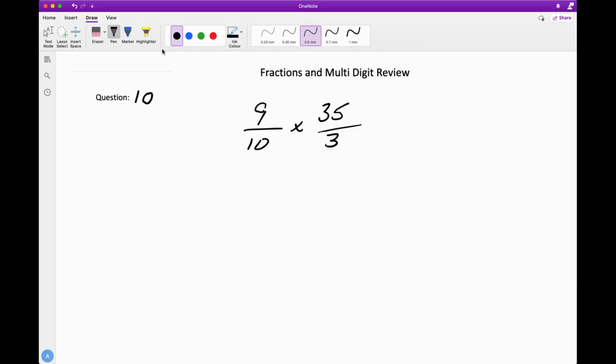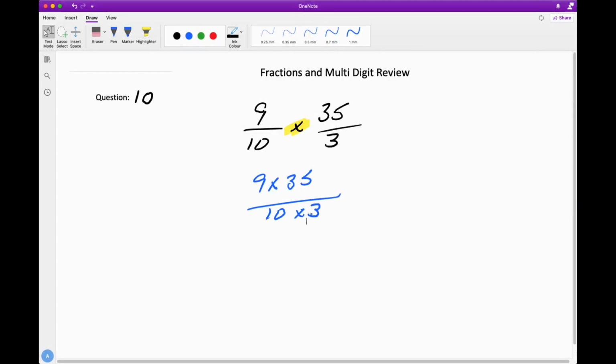Okay, so for this problem, we have 9 over 10 times 35 over 3. We see times. Times are probably the easiest of the problems that we do with fractions. Even though it might generate really large numbers, it's the easiest because it's the least amount of thinking we have to do. We can just go straight to it. All right, so now we can just straight multiply across. So we do 9 times 35 over 10 times 3.